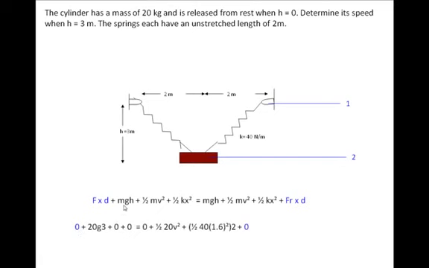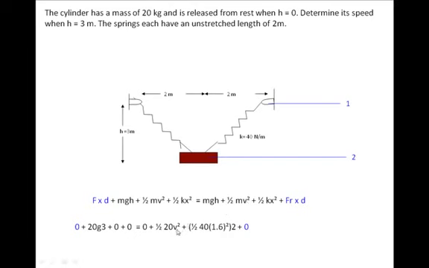F d is 0, no external force. For mgh, I take 2 as the reference. So in position 1, obviously it is potential energy, which is 20g into 3. 3 is the height. Half mv square is 0 because it doesn't have velocity at rest when it is at this level, and at this level the spring lengths will be 2. Springs are unstretched, that's what they have said, when its length is 2. Therefore half kx square is 0. On the right side, mgh is lost.